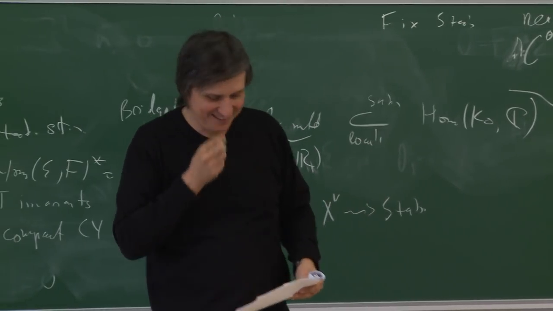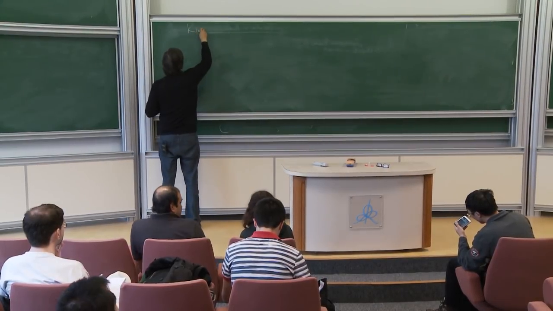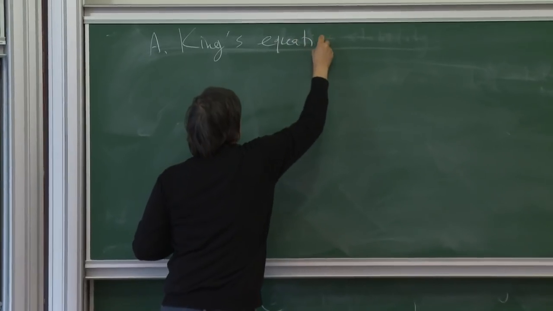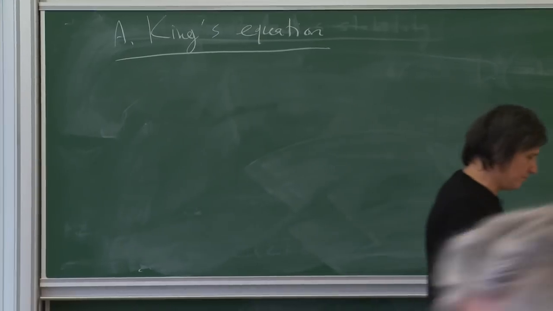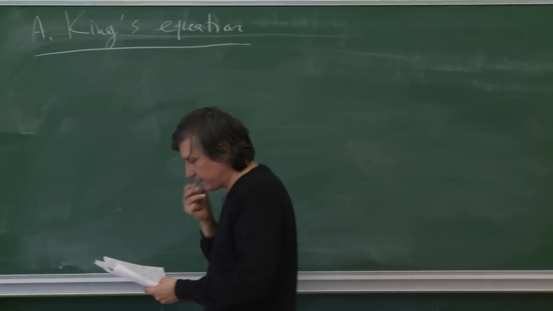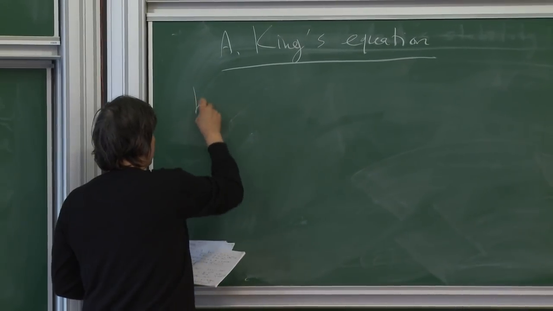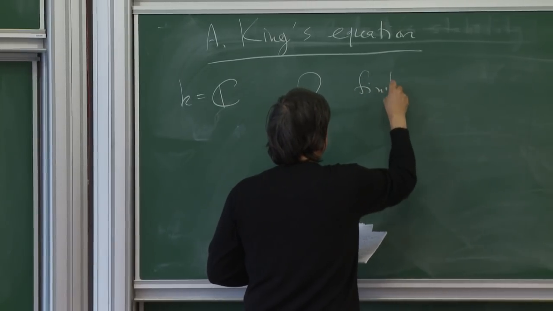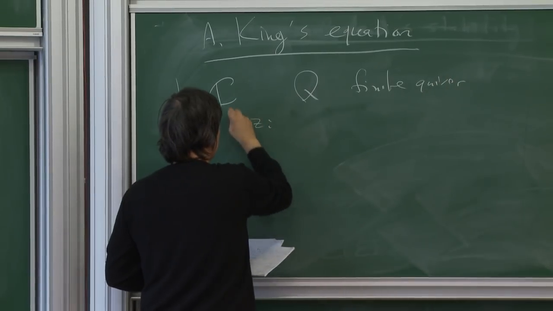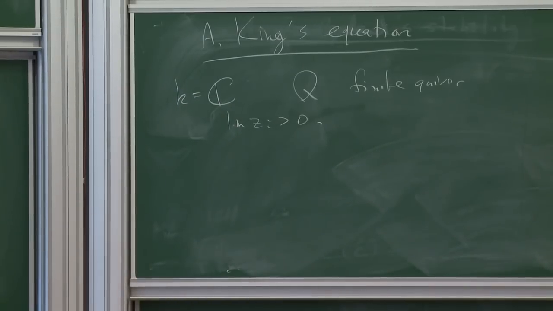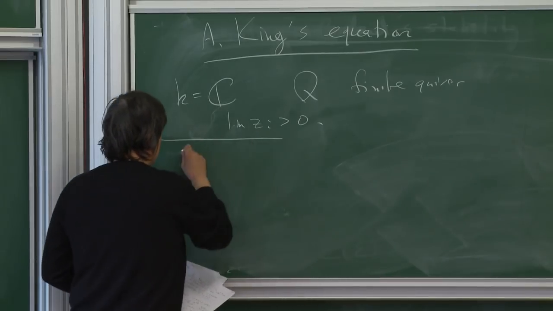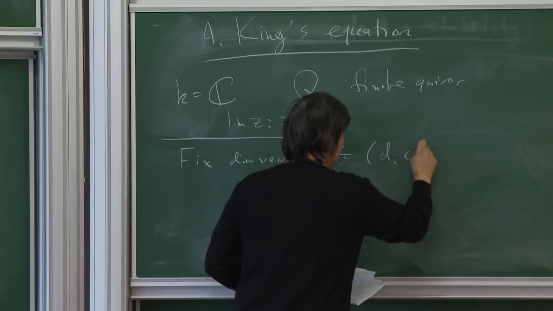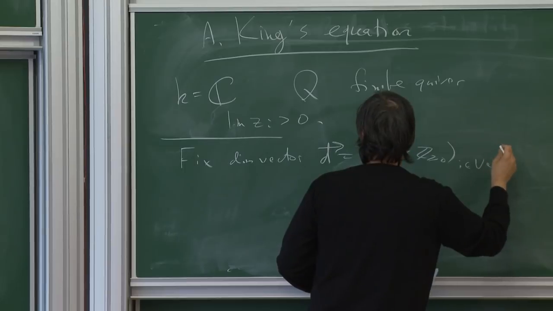Okay. So now the second part, it will be some less abstract story. It's an equation which was introduced by Alistair King, who was a student of Donaldson at the time. So I return to the situation of quivers. Now suppose my field is complex numbers, and Q is a quiver. And we get these numbers Z_i in the upper half plane to play this stability game. Let's fix some dimension vector, which is just a collection of non-negative numbers d_i for all i in vertices, and assume that it's non-zero.